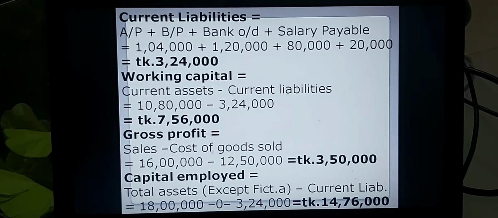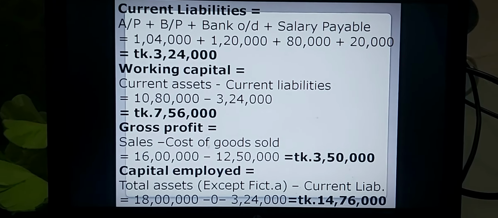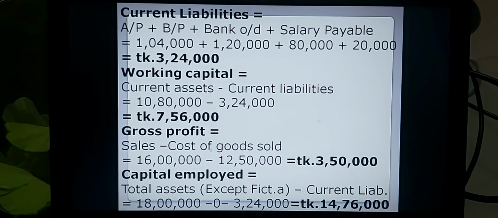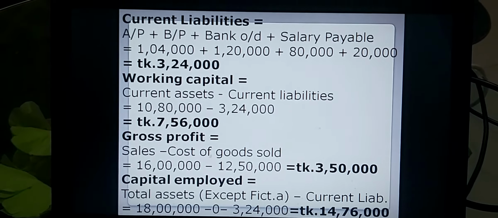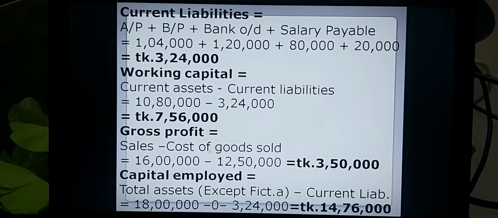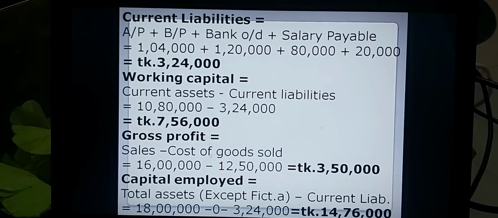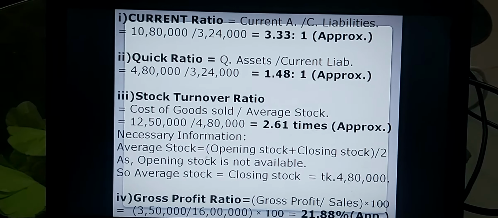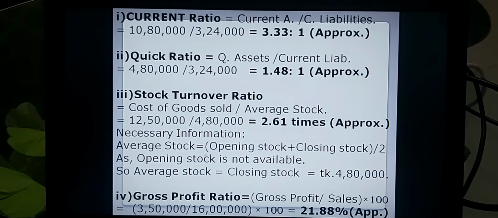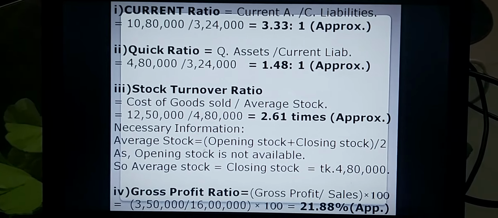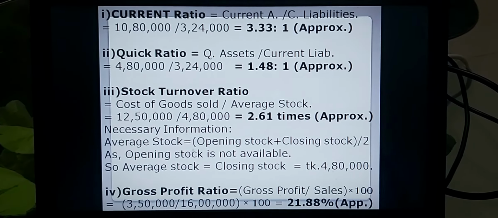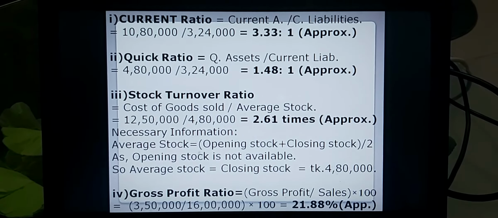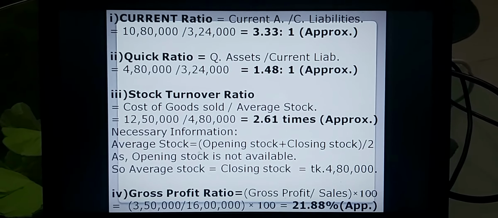Dear students, I think you have written the requirement B in all items: current liabilities, working capital, gross profit, and capital employed. Now we can go to the requirement C. Calculate the current ratio, calculate the quick or liquid ratio, stock turnover ratio, and gross profit ratio. Total 4 ratios are available in this requirement.